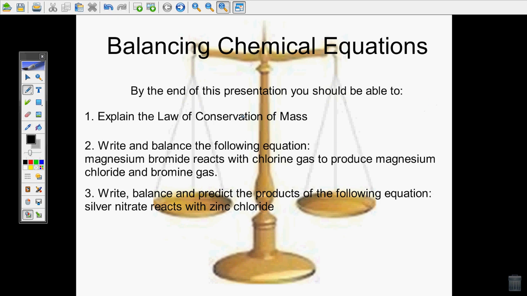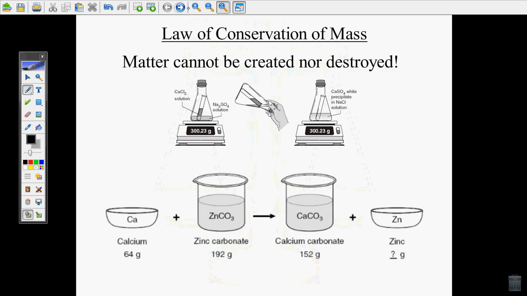Chemical equations. So by the end of this presentation, you should be able to explain the law of conservation of mass, write and balance the following equation, and write, balance, and predict the products of the following equation. So, law of conservation of mass. The second law of thermodynamics says that matter cannot be created or destroyed. So even if a chemical reaction takes place, your mass is conserved.